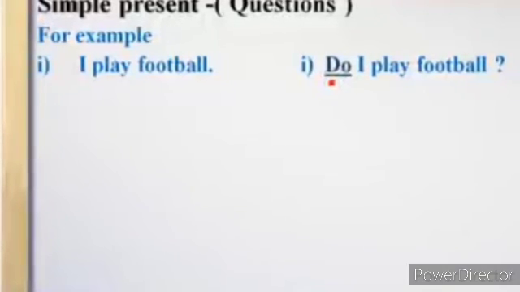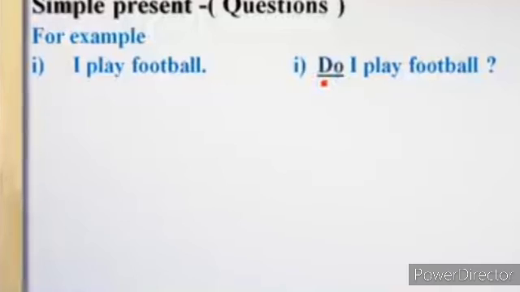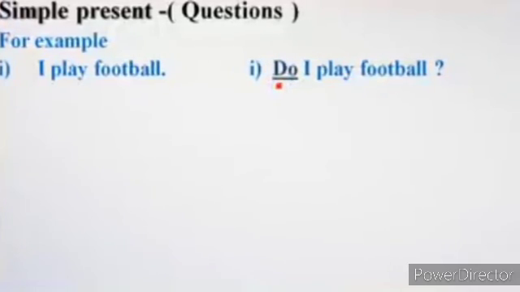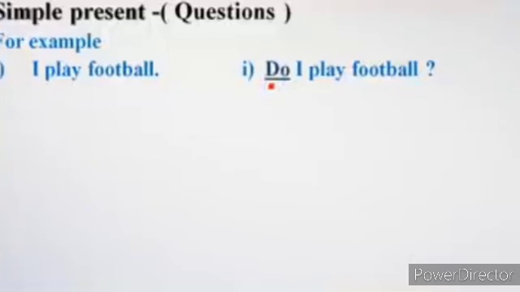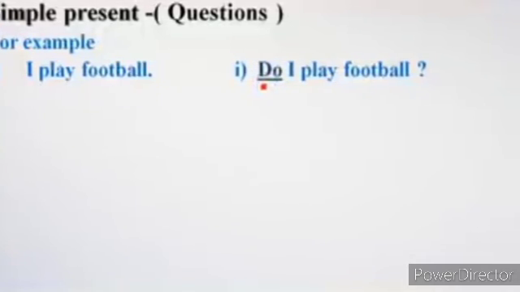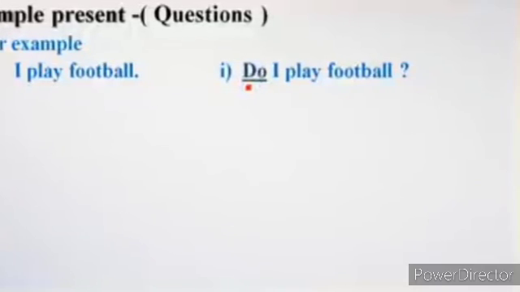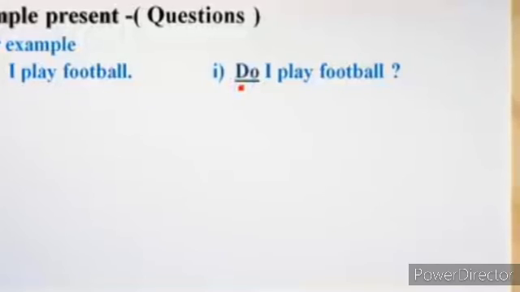Now next is question. How will we form a question in simple present? For example, first, I play football. But when you write in question, what will you say? Do I play football? This will be a question. If you make a question, you will make it in this way. Do will come first. When you change it into a question, do will come first, then the subject. Do I play football? So these are the sentence, negative sentence and question.